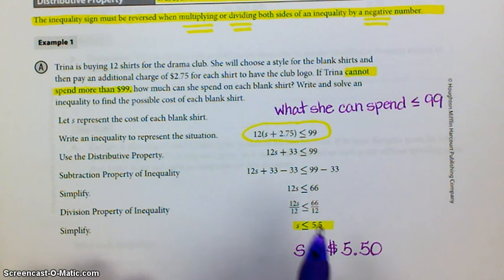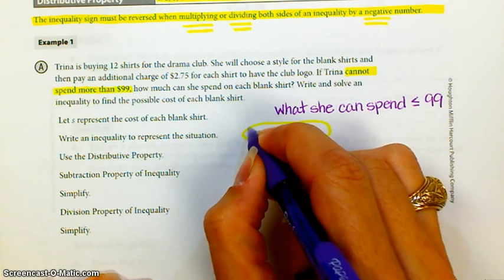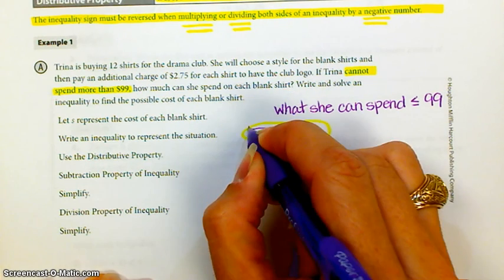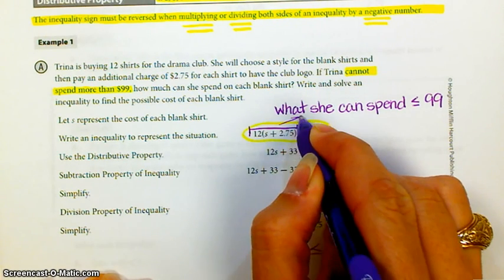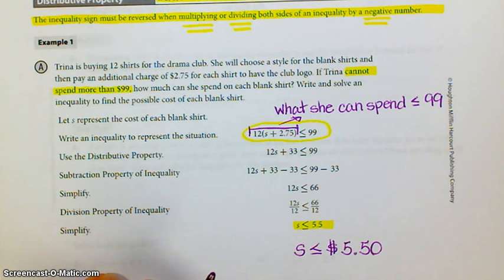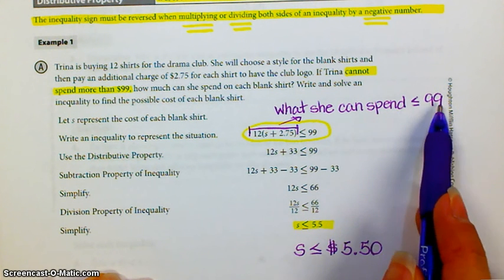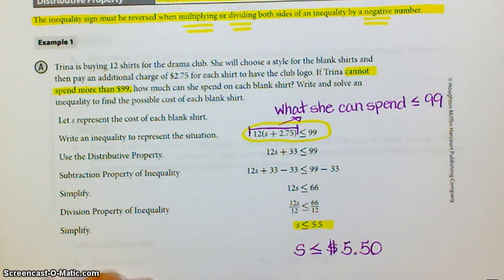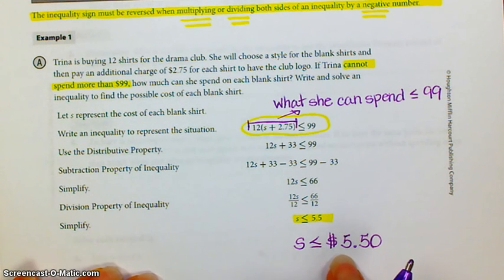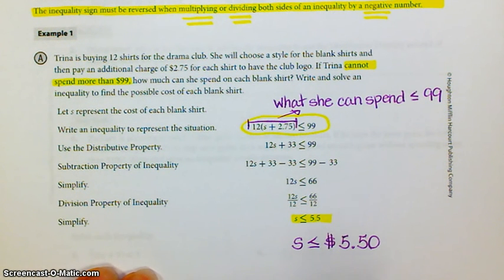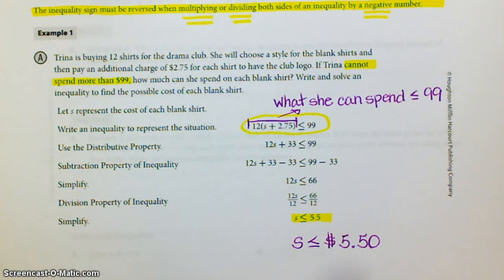Okay, so just to let you see this a slightly different way. All of this in here is an equation that represents the amount of money she can spend. Okay, and the amount of money she can spend has to be less than or equal to $99. And when you get all the way down, that $5.50 at the end is a price. Okay, and that's all she can spend per shirt for the blank shirt because she's got to spend $2.75 each to get the logo put on there.